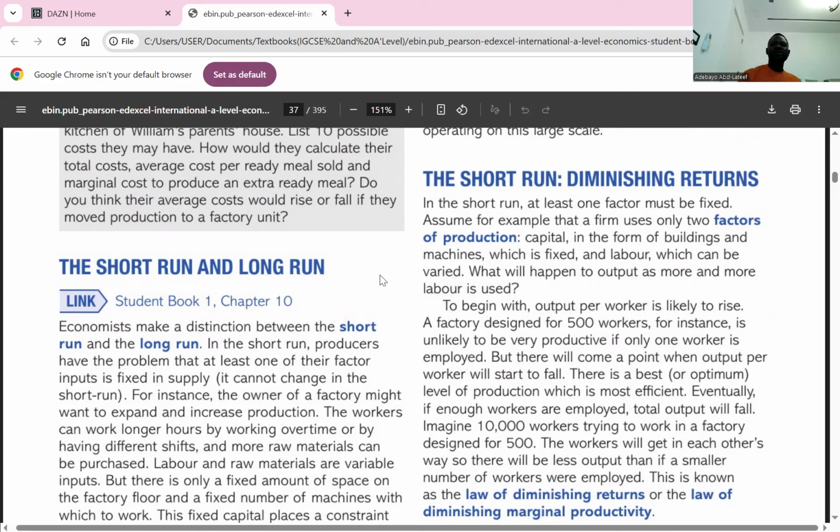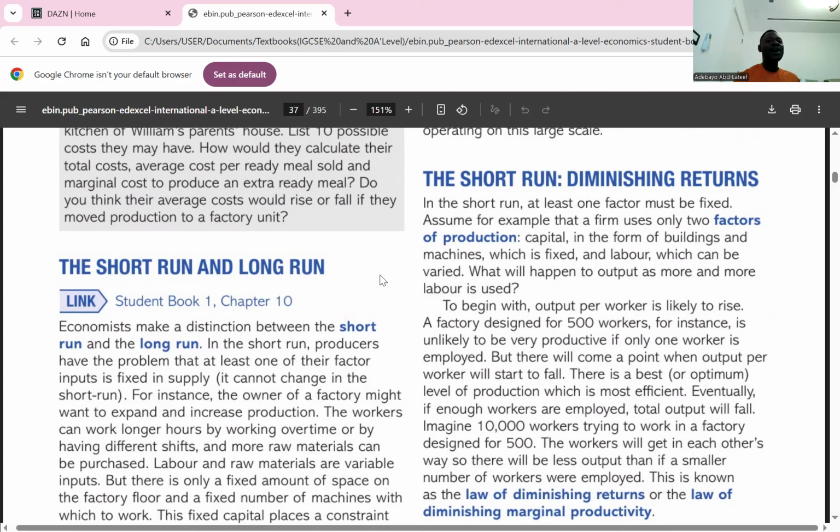So the point about diminishing returns in the short run is this. We said in the short run, a factor is fixed. So because a factor is fixed in the short run, whatever we operate on, there are always going to be constraints. These constraints bring about diminishing marginal productivity. So it is this: there are diminishing returns. Note, in the short run, we have diminishing returns.